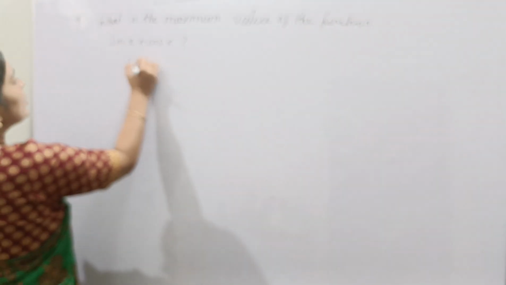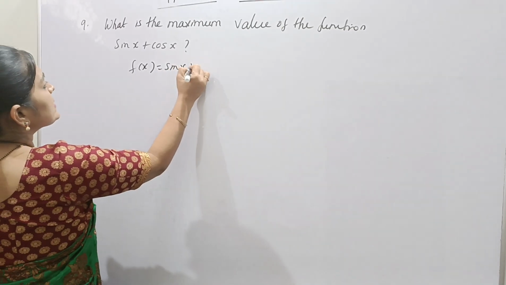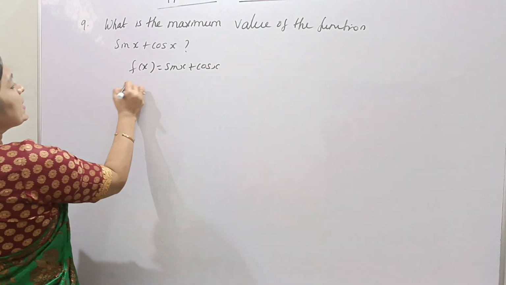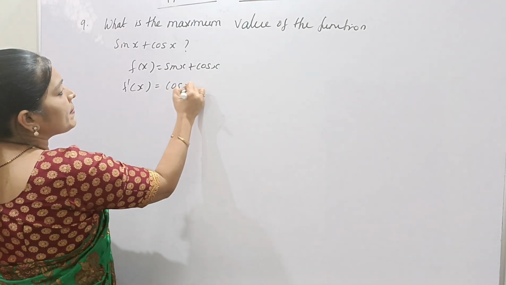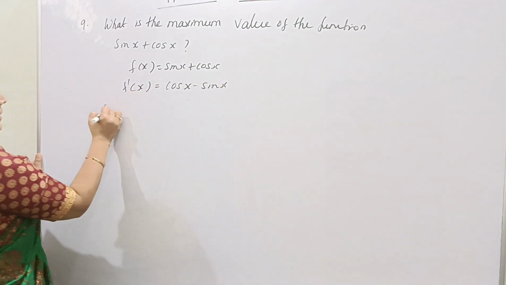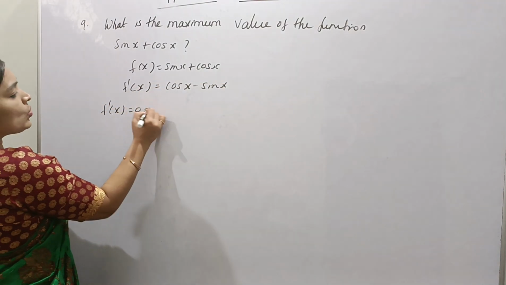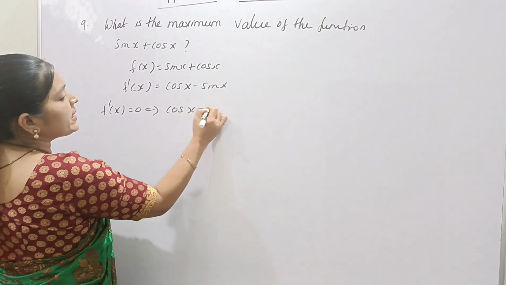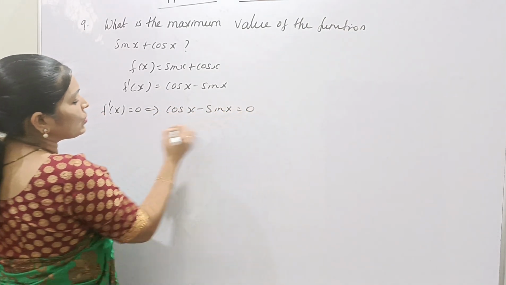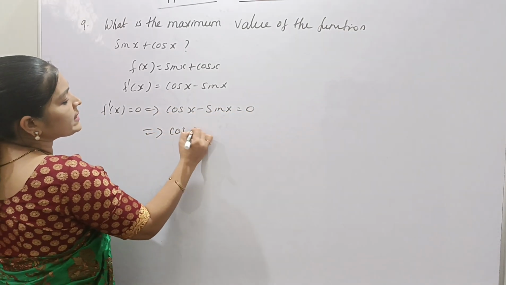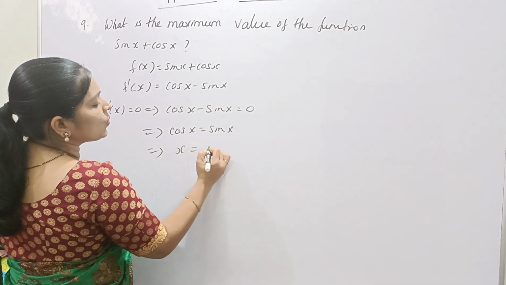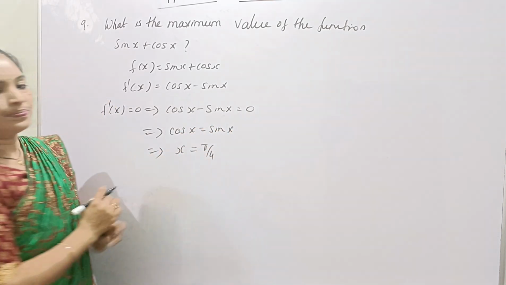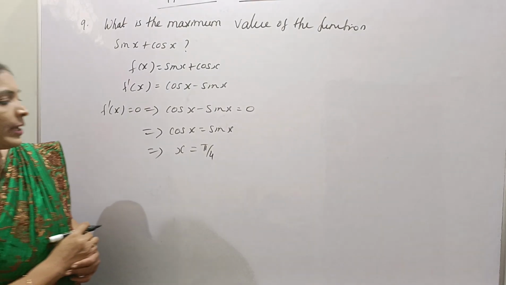f of x is equal to sin x plus cos x. Okay, what is f dash of x? f dash of x is equal to cos x minus sin x. Then f dash of x is equal to 0 implies cos x minus sin x is equal to 0. That implies cos x is equal to sin x. So what is the value of x? x is equal to pi by 4. Okay, x is equal to pi by 4.